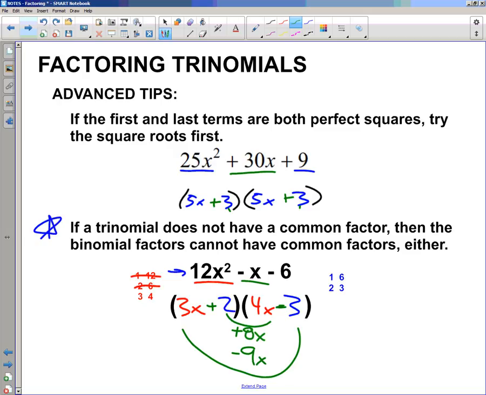So the point here is that you can oftentimes get away without having to check a whole bunch of things if you keep this rule in mind. That when you create these factors on the inside, if your original polynomial did not have a common factor, neither of those two factors can have one either.